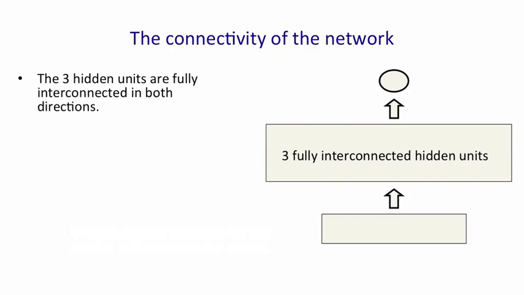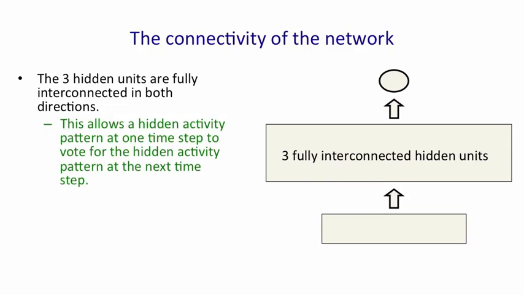So the net looks like this. I only gave it 3 hidden units. That's sufficient to do the job. It would learn faster with more hidden units, but it can do it with 3. The 3 hidden units are fully interconnected, and they have connections in both directions that don't necessarily have the same weight. In fact, in general, they don't have the same weight.